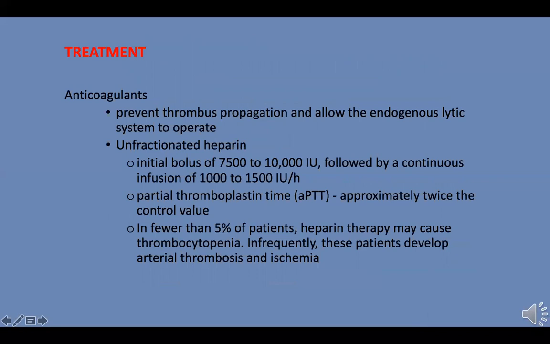So for treatment of DVT, anticoagulation prevents thrombus propagation and allows the endogenous lytic system to operate to lyse the clot. You can use unfractionated heparin with an initial bolus of 7,500 to 10,000 units, followed by a continuous infusion of 1,000 to 1,500 units per hour. Partial thromboplastin time should be tested, and the ideal result should be approximately twice the control value. In fewer than 5% of patients, heparin therapy may cause thrombocytopenia, and infrequently these patients develop arterial thrombosis and ischemia.